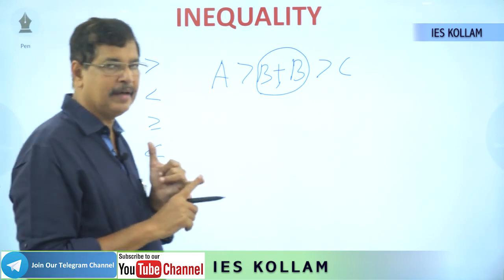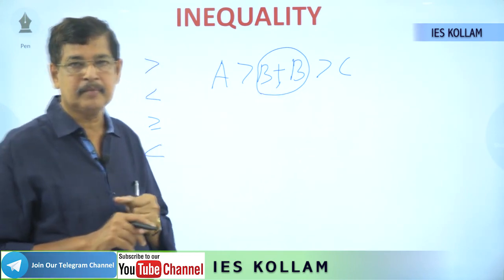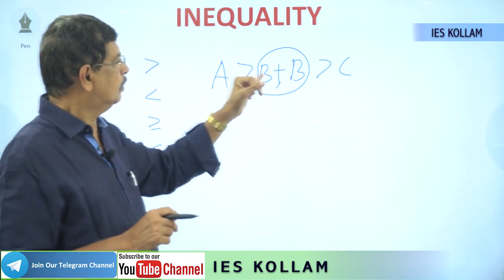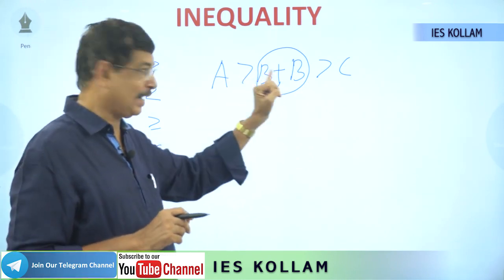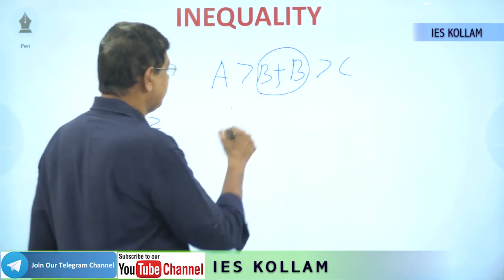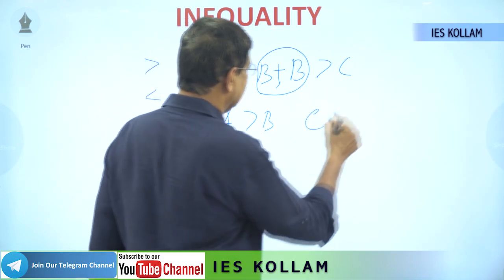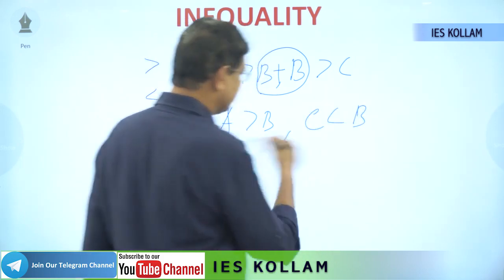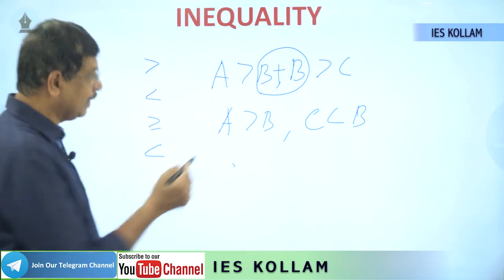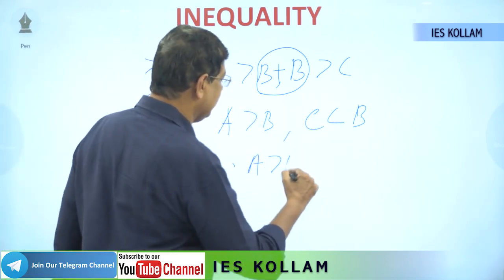One of the rules we have to observe is that the common term should be in the center. First, there should be a common term. Second, we have to bring that common term into the center. How can we bring it? Suppose a statement A greater than B, and another one, C less than B. For combining, we bring the common term into the center. That means A greater than B.